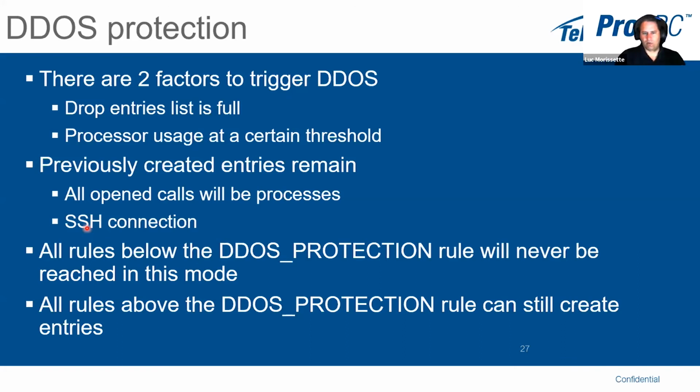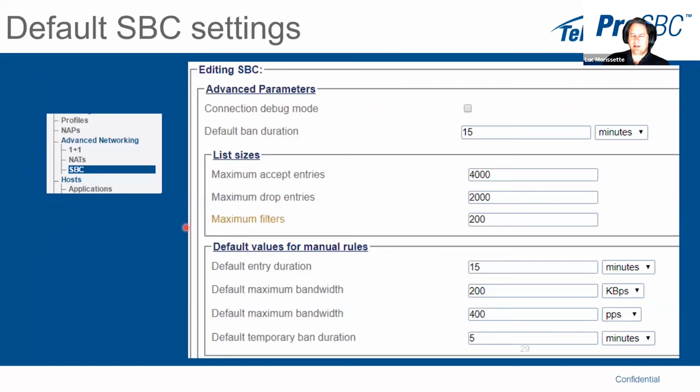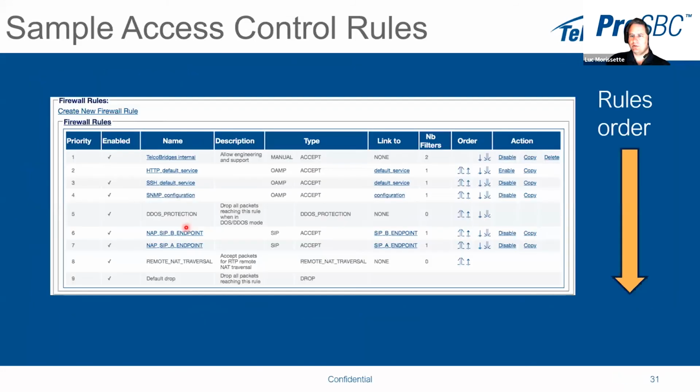So how do you decide that? You have a special rule in the system that's called DDoS protection. If a rule is before the DDoS protection, then it will be accepted. If the rule is below DDoS protection, it will be blocked. So let me just show you this quickly. Oops, not this one. I want to show this one.